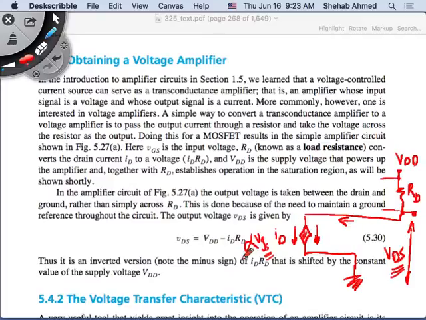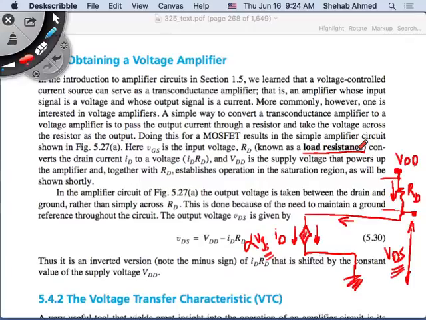So what is the relationship between VDS, ID, and RD? It's governed by Kirchhoff's voltage law. It's the voltage source minus the drop across this resistor RD. This resistor RD is called the load resistance. It's not really a load, but it defines your operating point. It will define your DC operating point. That's why it's called a load resistance.